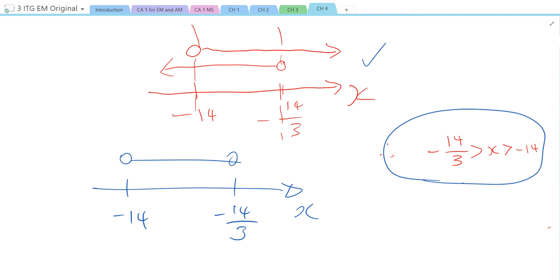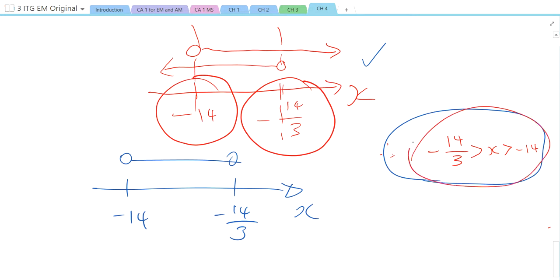So correct or wrong? Smaller number on the left. Which one is smaller? Negative 14 is smaller, right? See, your number line already shows that negative 14 should be on the left, this one should be on the right. Why did you invert everything over here? Didn't I just say a while ago that I don't want it this way? I wanted it this way.